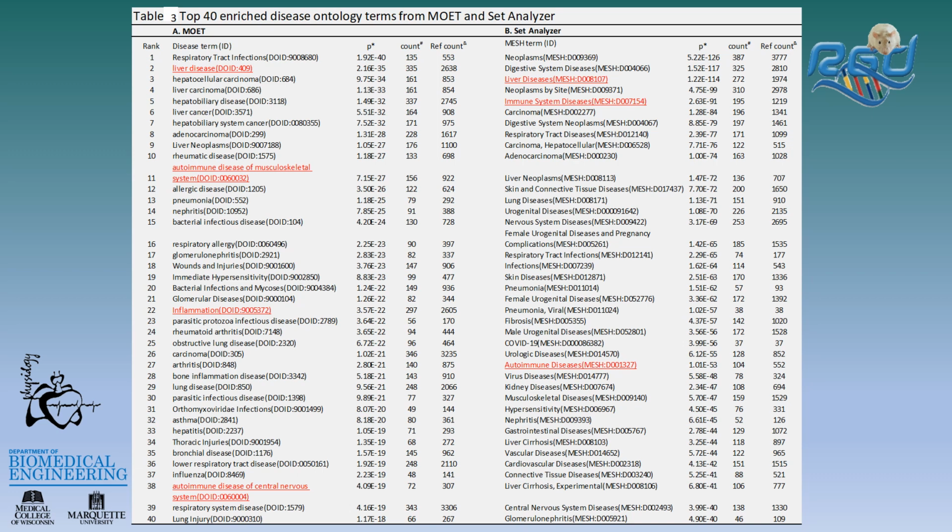Next, we look at the enrichment analysis to see which diseases are enriched among these human COVID-19 disease genes. 2 enrichment tools, MOAT at RGD and Set Analyzer at the Comparative Toxicogenomics Database, were used. Liver disease and immune inflammatory diseases are highly enriched using both tools.